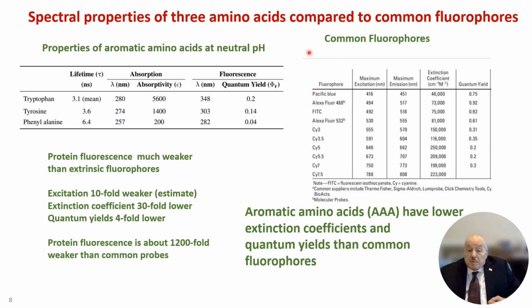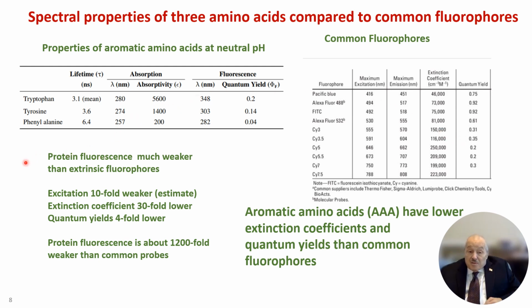How do the spectral properties compare with the spectral properties of common fluorophores? So let's look at the common fluorophores first. They absorb and emit in the visible, maybe out to the infrared. They have high quantum yields, and they have enormous extinction coefficients on the order of 100,000 reciprocal molar, reciprocal centimeter.